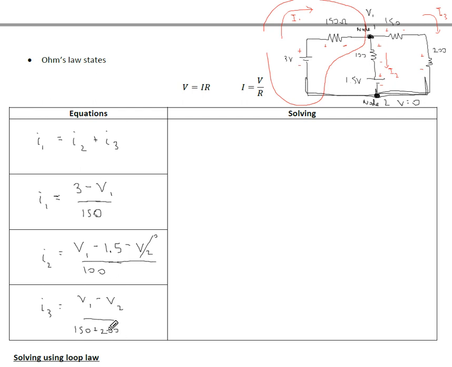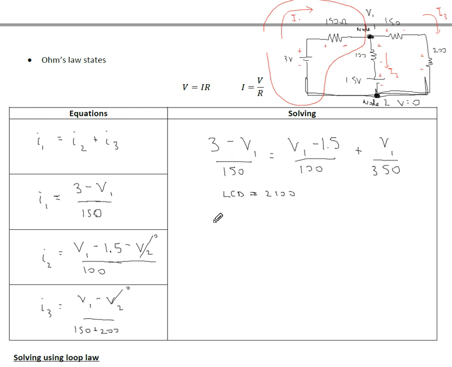Now we have a series of 4 equations, and we can combine them. We have I1 equal to I2 plus I3, so we can create a single equation that has just V1 as our unknown. I1 is 3 minus V1 over 150, and that's equal to I2, which is V1 minus 1.5 over 100, plus I3, which is V1 over 350. Now it's just a matter of math. The easiest way, the lowest common denominator, is 2100.